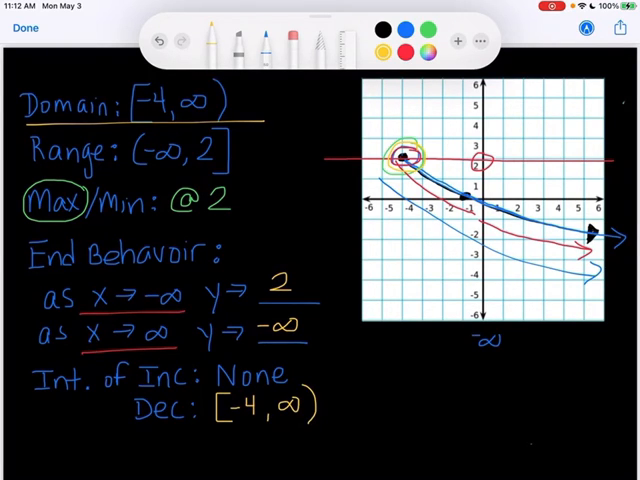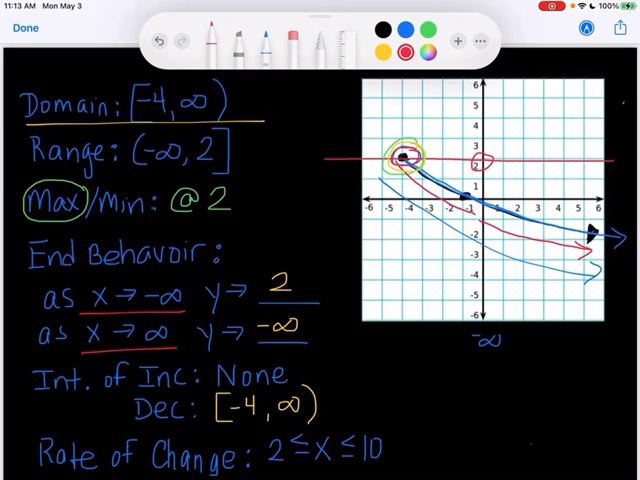All right, and then the last thing you may be asked is rate of change, and that's just a fancy word of saying slope. They'll give you the x values where they want you to find the slope or the rate of change. And let's say we do go from 2 to 10. So what you should do is find those ordered pairs. We need an ordered pair where x is 2 and an ordered pair where x is 10. Well, when it's 2, that ordered pair is (2, -1). So we got (2, -1).